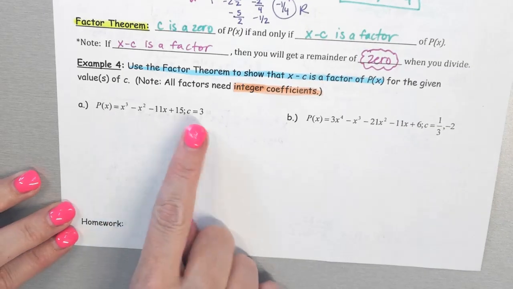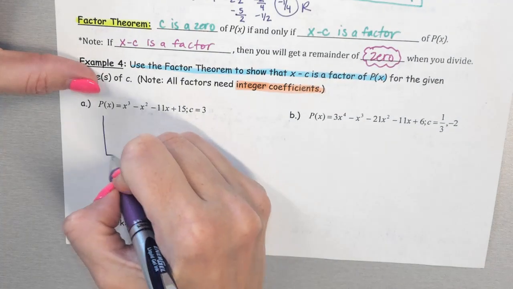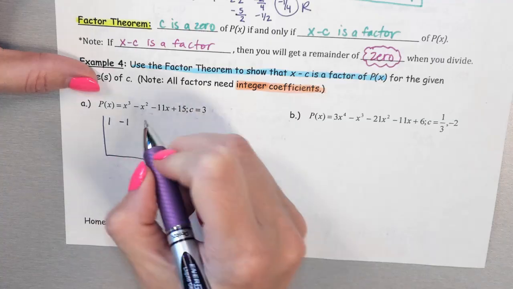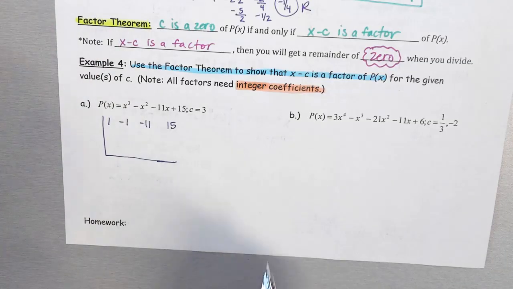Okay, so for A, they give you the polynomial and they give you the value of C. I want you to go ahead and do that synthetic division. If you're using the factor theorem, you're going to show this with synthetic division. Again, spacing is the number one cause of mistakes in the math test, is synthetic division. Take the space you need.